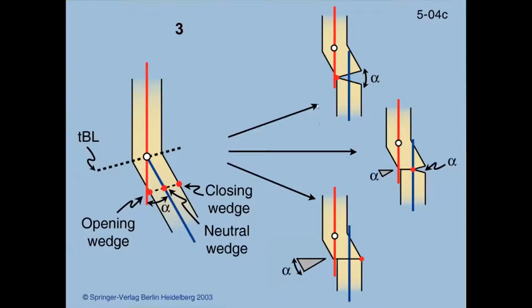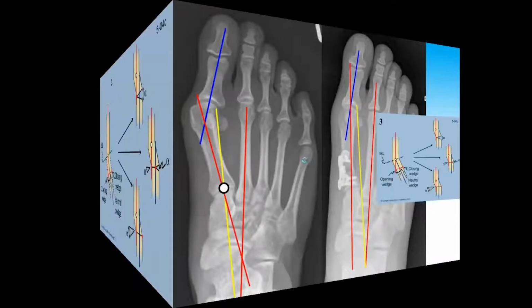And this creates a secondary translation where the red line and blue line are parallel, but they're not lined up over top of each other. And what does this look like? Well, here's an example of a base wedge osteotomy.